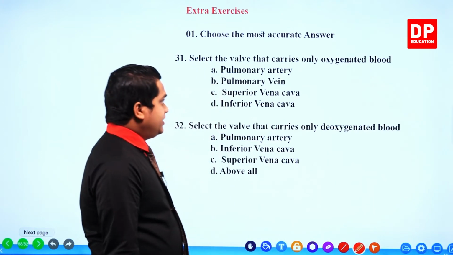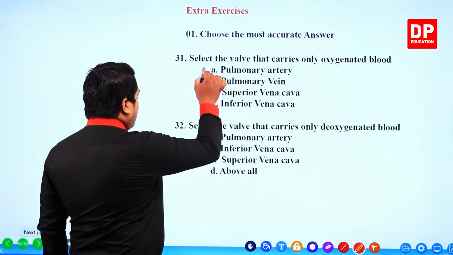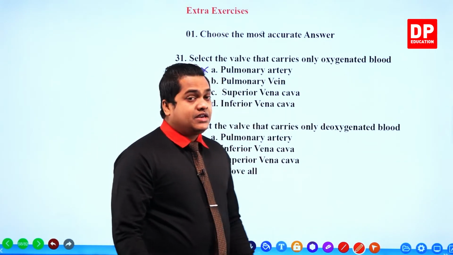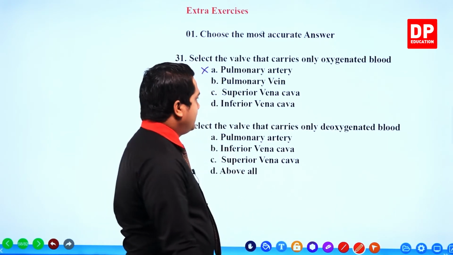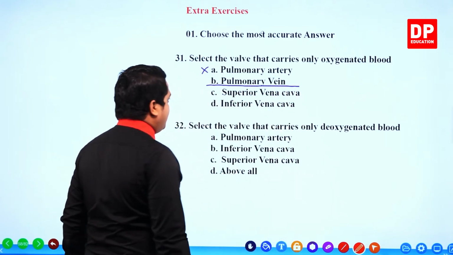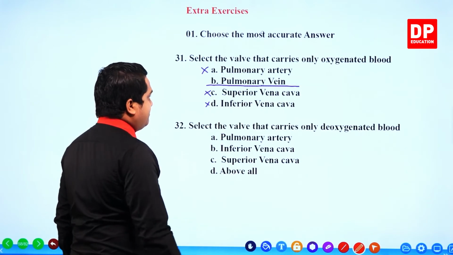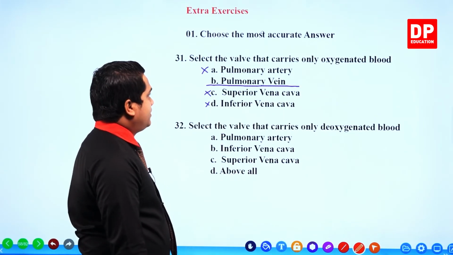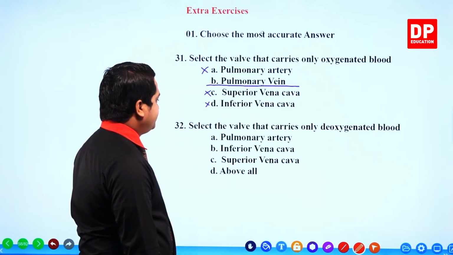So here, let's go for the answers. Pulmonary artery, incorrect, because even though it is an artery, it is carrying deoxygenated blood to the lungs. Pulmonary vein, my dear children, yes, this is our answer. You know that the vena cava transport deoxygenated blood. So oxygenated blood can only be observed within the pulmonary vein.